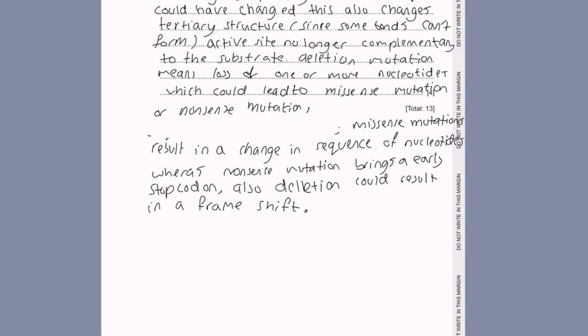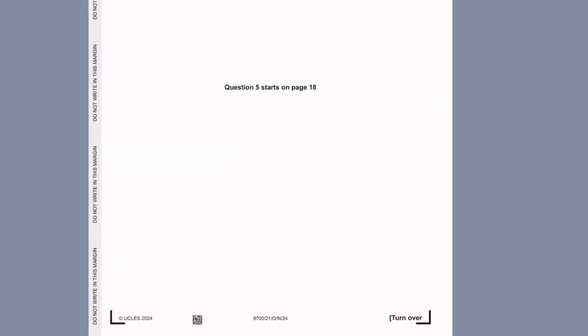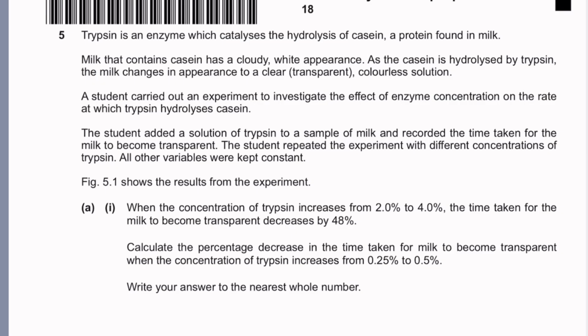Now, I think this is more than enough information. Let's move on to question 5. Trypsin is an enzyme which catalyzes the hydrolysis of casein, a protein found in milk. Milk that contains casein has a cloudy white appearance. As the casein is hydrolyzed by trypsin, the milk changes in appearance to a clear, transparent, colorless solution.